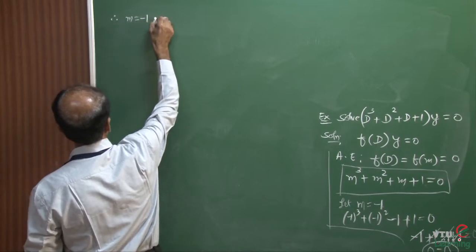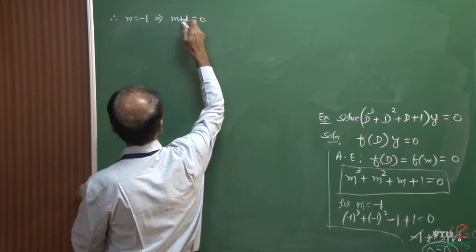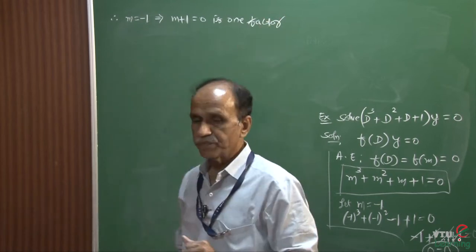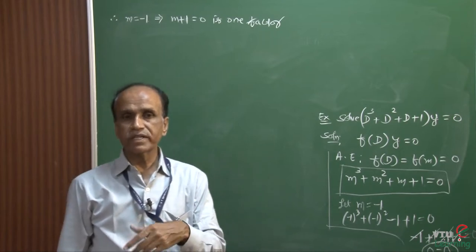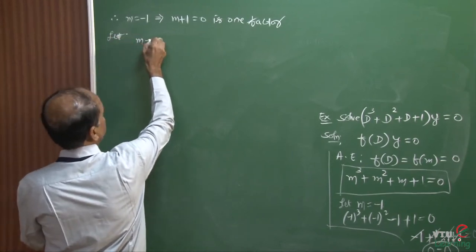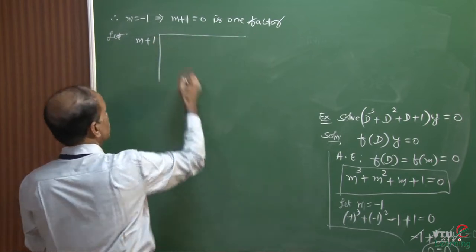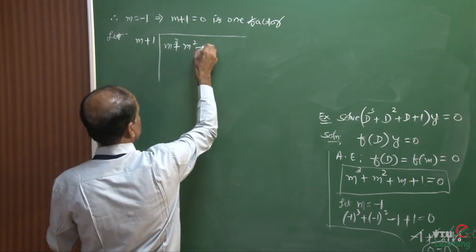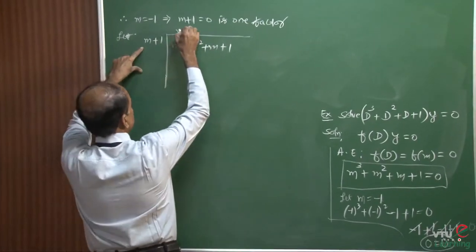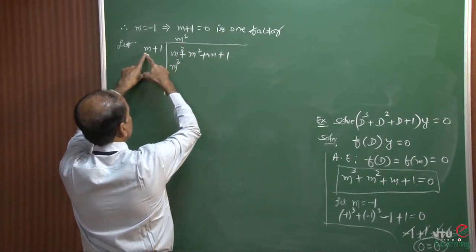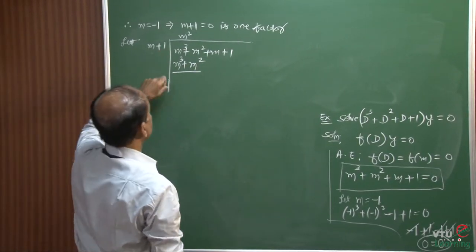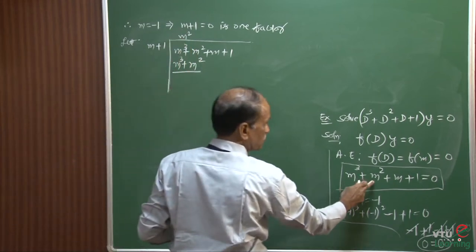Therefore, m equal to minus 1 implies m plus 1 equal to 0 is one factor. So, this is an advantage. We will make use of this factor to reduce the third degree equation into a second degree equation. Let us divide the whole function, m cube plus m square plus m plus 1, by m plus 1. So, what is the first coefficient you have to attach? This is m square, you have to multiply. m square into m is m cube, plus m square into 1, that is m cube plus m square.